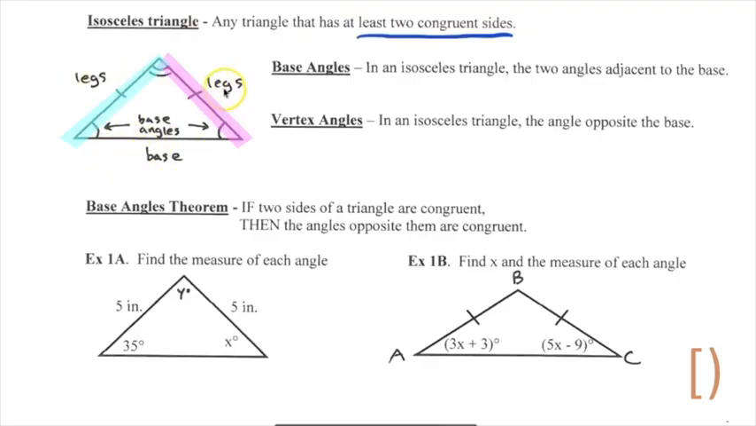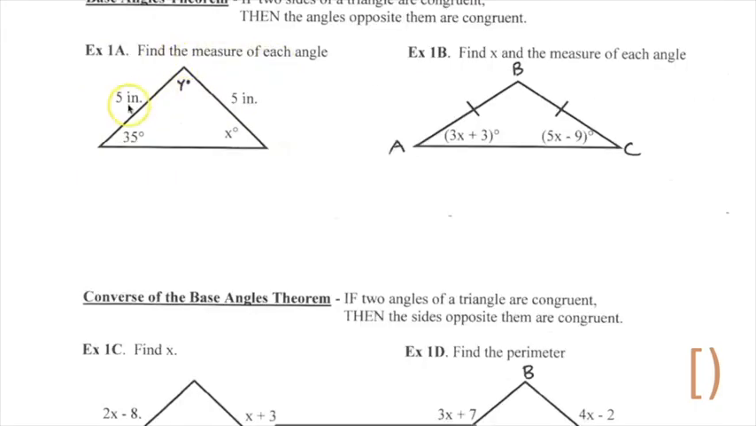Now, here's the thing. Since the legs are congruent, that means the angles opposite them are congruent, and we call those the base angles. Those base angles are congruent. And the vertex angle is just the angle opposite the base. Now, here's a theorem, the base angles theorem. If two sides of a triangle are congruent, then the angles opposite them are congruent. Because if these are congruent, that means they share the same length, which means the angles should open up to the same length. Two sides congruent, then the angles opposite them are congruent.